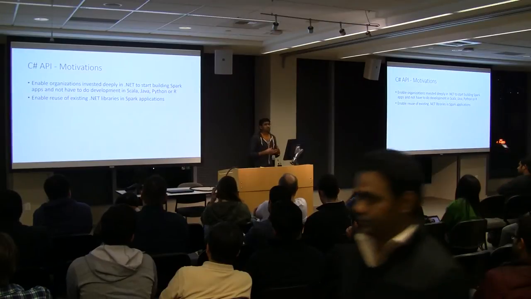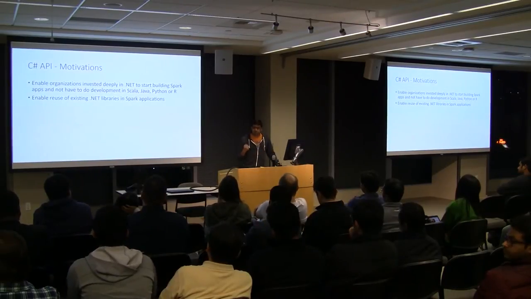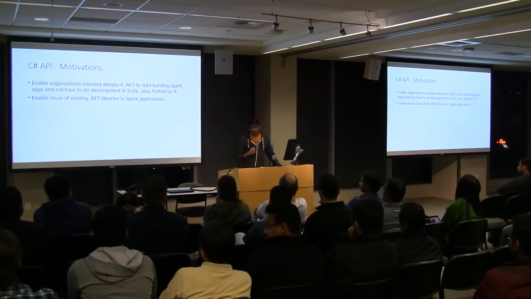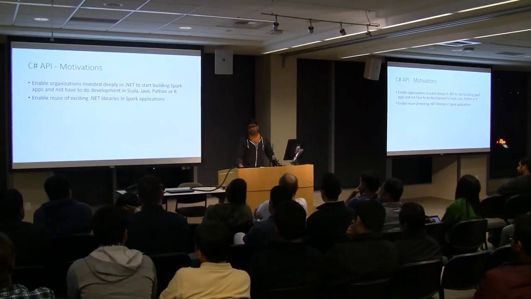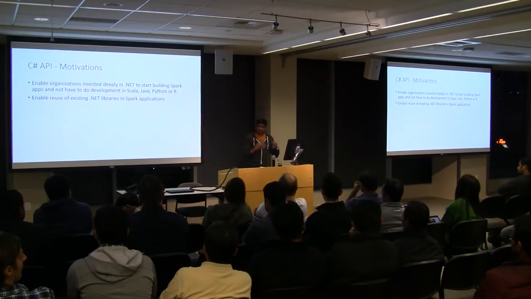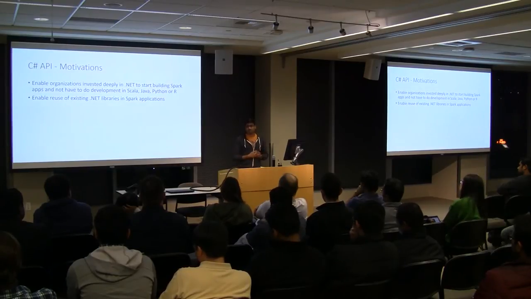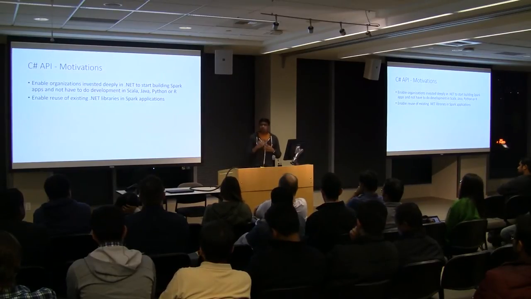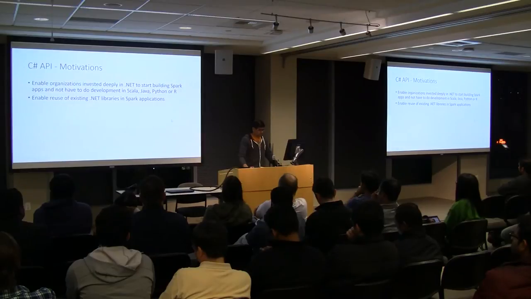And it's not just about letting them build, enabling them to build C-sharp Spark applications from scratch. It's also about reusing the existing libraries they may have. Like what I mentioned for us. So we have this library that is used for FastSML, and we want to use it. So same way, other organizations or other teams in Microsoft that have similar need, we wanted to enable them to use the C-sharp API and build C-sharp-based Spark applications.